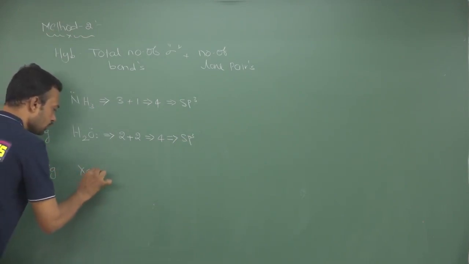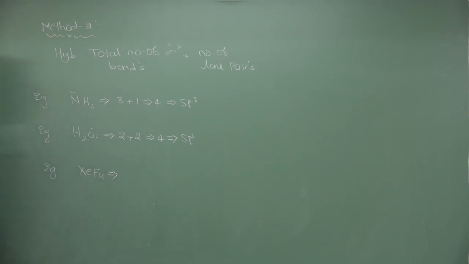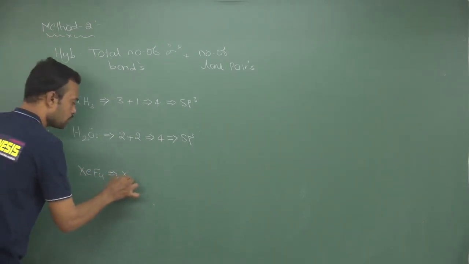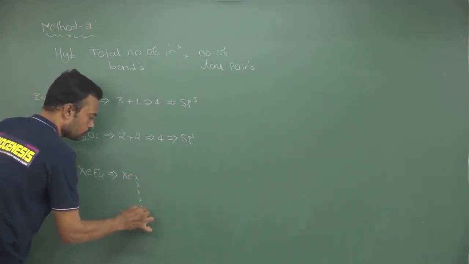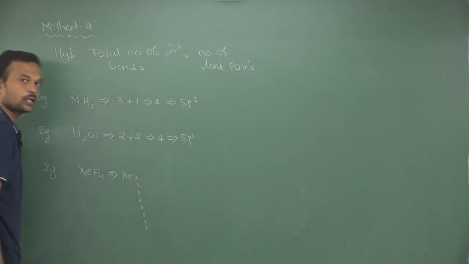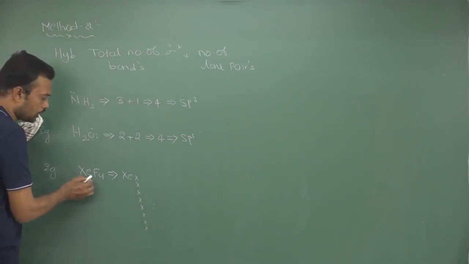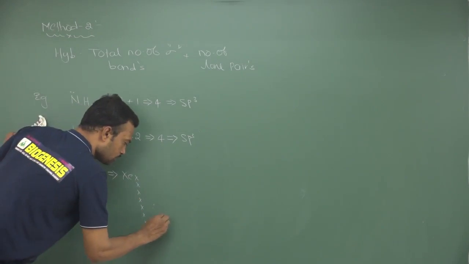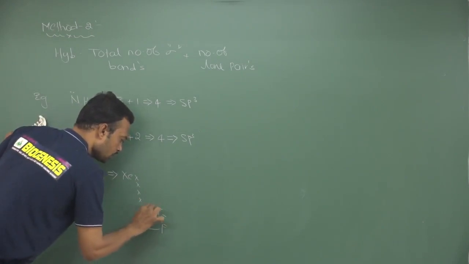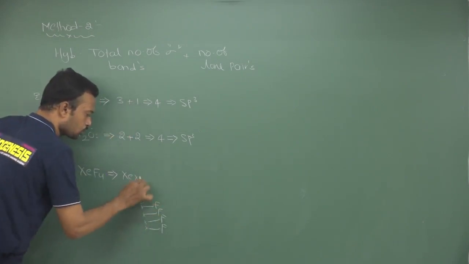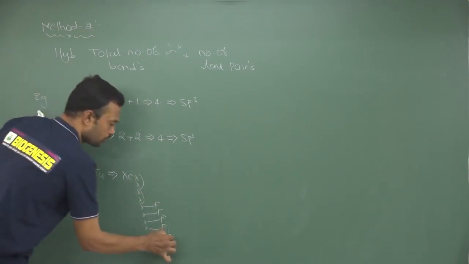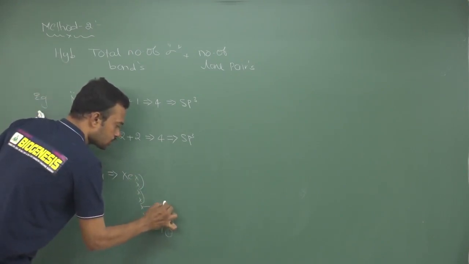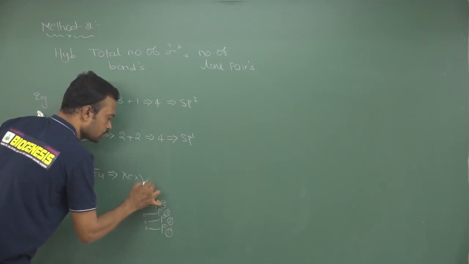See here, xenon tetrafluoride. If you don't know how many lone pairs are present, you can calculate like this. See, xenon belongs to the 8th group, 1, 2, 3, 4, 5, 6, 7, 8. Total 8 electrons are present. Out of 8 electrons, 4 electrons participate in bonding with monovalent atoms, 1, 2, 3, and 4. And the remaining 2 will be a lone pair. So we can write it like this, 3, 4, and this is 5, and this is 6.